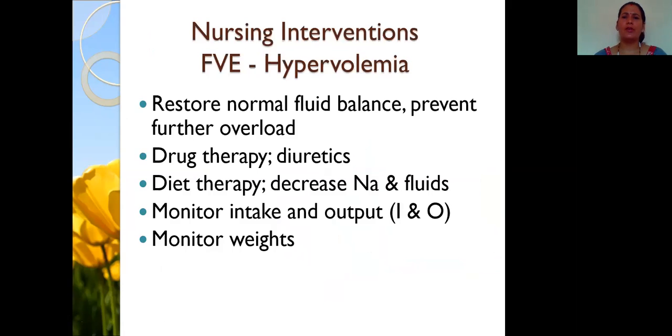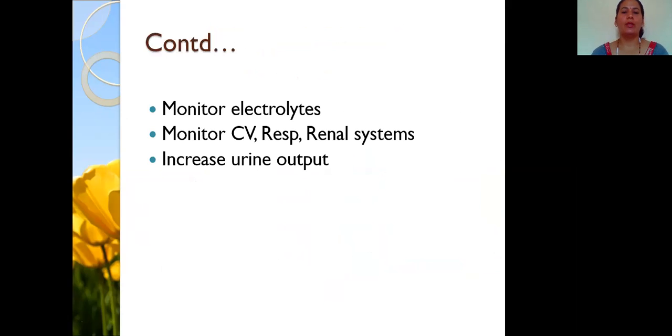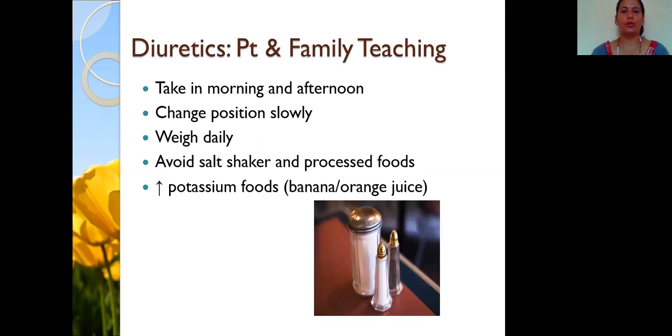Now, what are the nursing interventions for hypervolemia? We have to restore the normal fluid balance and prevent further overload. We can also use drug therapy like diuretics, and diet therapy. In diet therapy, we have to decrease the sodium and fluid in the diet, monitor intake and output strictly, and monitor weights. Similarly, we have to monitor the electrolyte levels. We can do that through blood tests, and monitor the cardiovascular system, vitals, respiration and renal system, and we have to strictly monitor the intake and output.